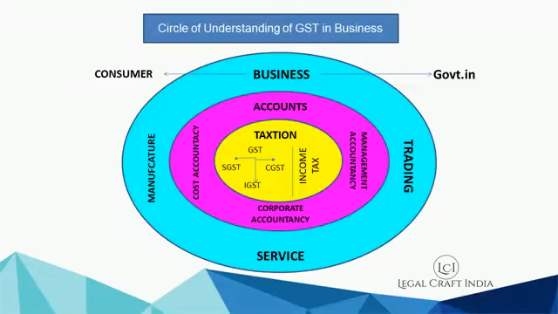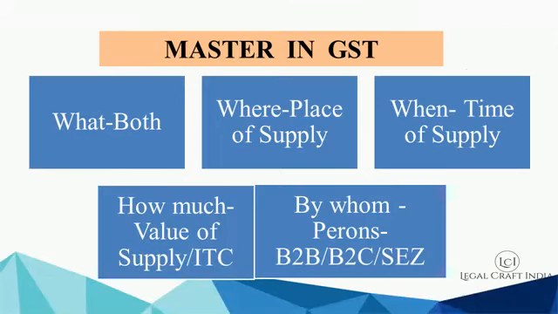IGST, SGST and CGST. Let's master GST using WH questions. What is GST levied on? GST is levied on both goods and services. GST is based on where supply takes place, that is place of supply. GST is paid based on when supply takes place, that is time of supply. How much GST is levied is on the basis of the tax rate, that is value of supply or ITC. GST is paid through persons, that is B2B, business to business, B2C, business to consumer, and SEZ.